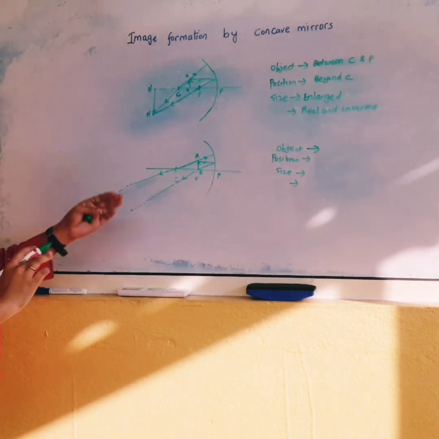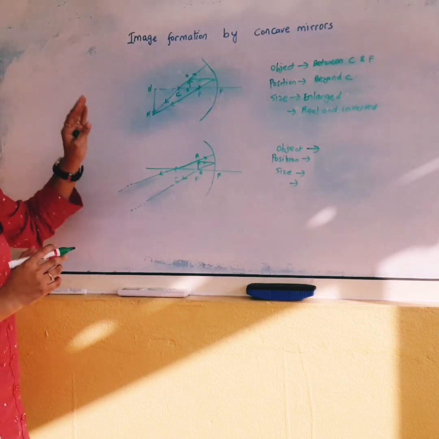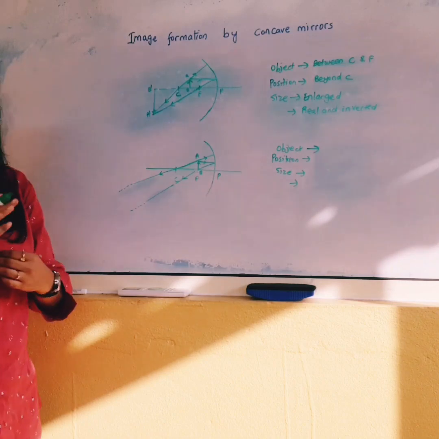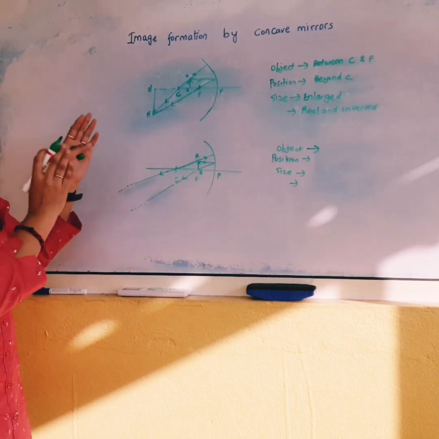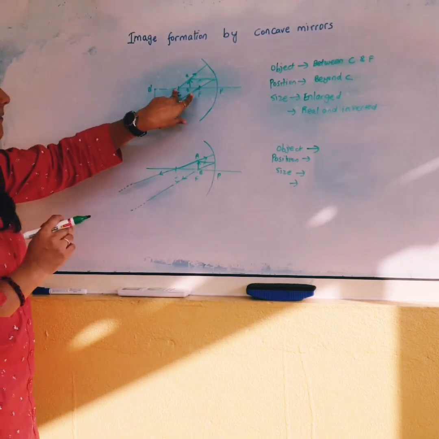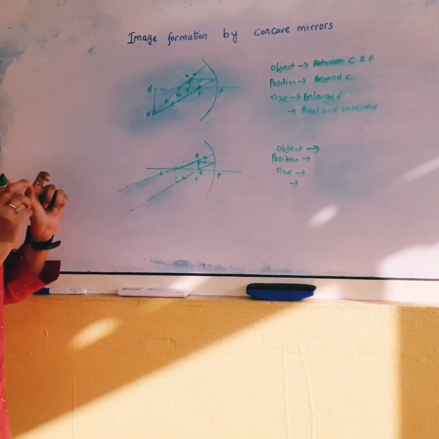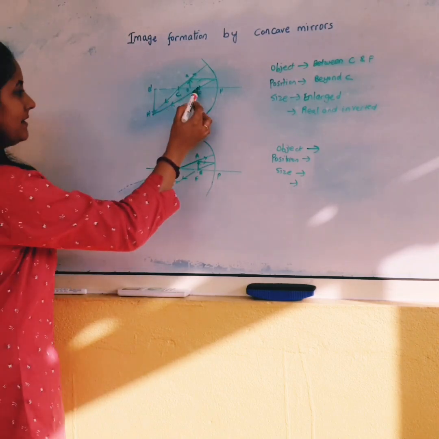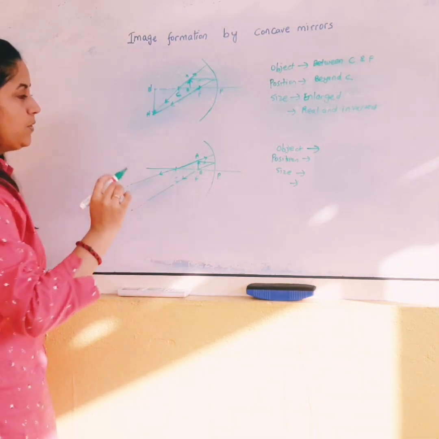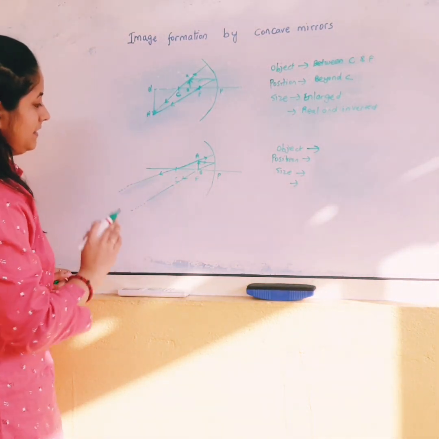Similarly, we have the next case. This was one diagram, and every time when you are drawing the ray diagrams, take proper measurements and mark the things like CF and PF will be equal in distance, okay, equal length, because R is equal to twice F, right? So accordingly you have to mark the things.